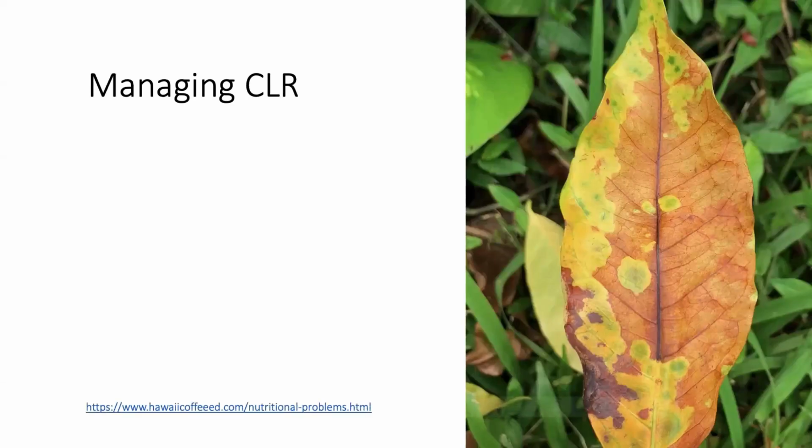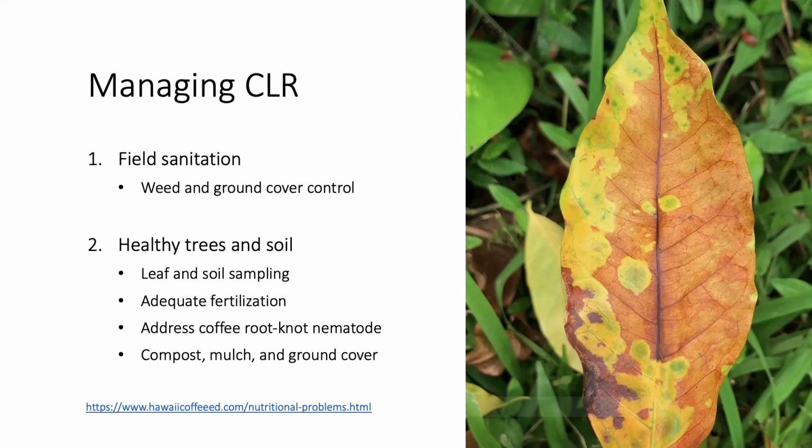Along with early detection, coffee leaf rust management requires a whole systems approach that includes good field sanitation. Maintaining weed and ground cover control around the coffee trees reduces humidity and the ability for CLR spores to splash back up to coffee leaves from grass, weeds, and seedlings during rain.